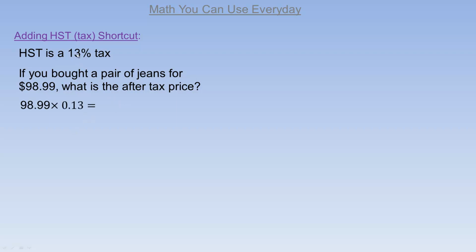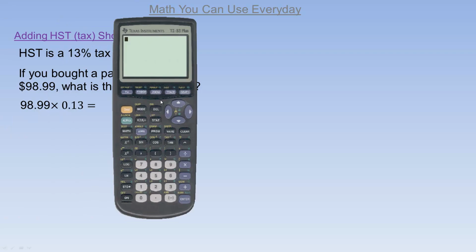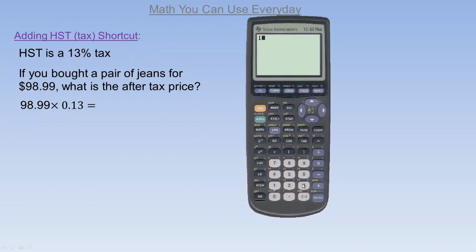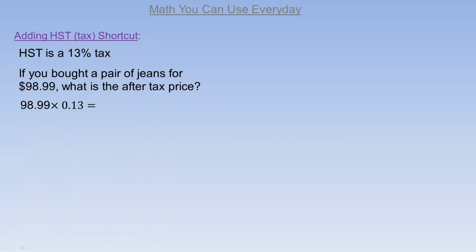Most people will find 13% of this $98.99. So 13% is 0.13 as a decimal. I'm going to use this calculator quite a bit. If you don't remember that, take the 13 and divide it by 100, because percent means out of 100. So that's where the 0.13 comes from. So we're going to multiply $98.99 by the 13%, and you'll get $12.87.